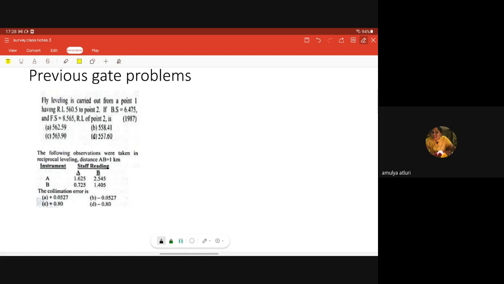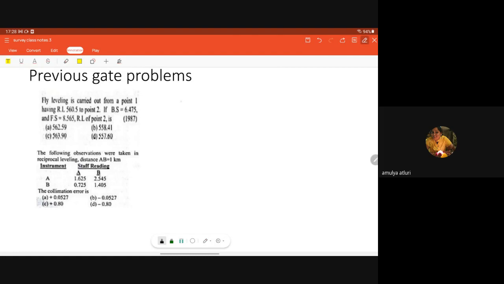Here the question is given: fly leveling is carried out from a point having an RL of 560.5 to point 2. If my BS, backsight, is 6.45 and FS is 8.565, what is the RL of point 2? They are asking us to calculate the RL of point 2.